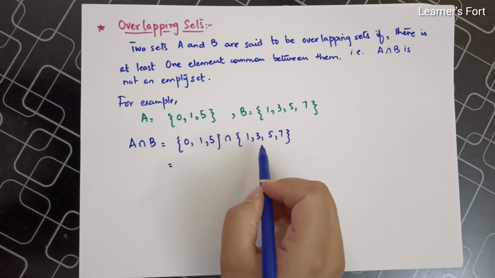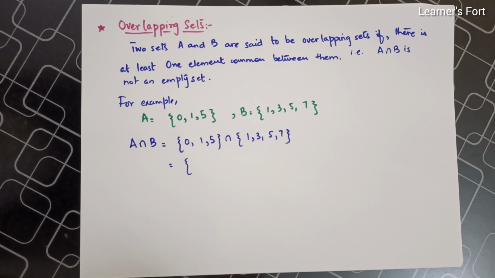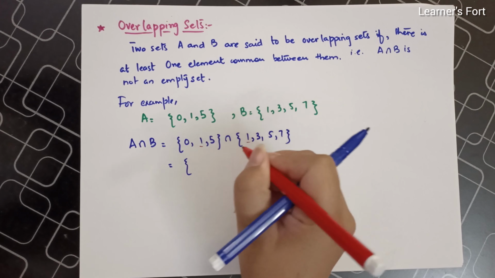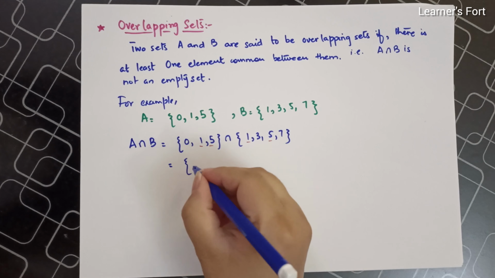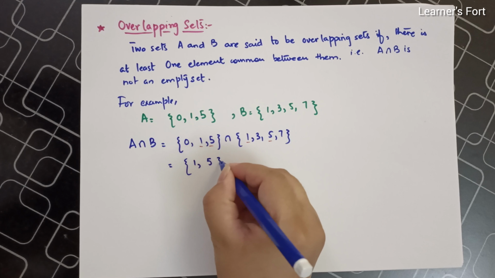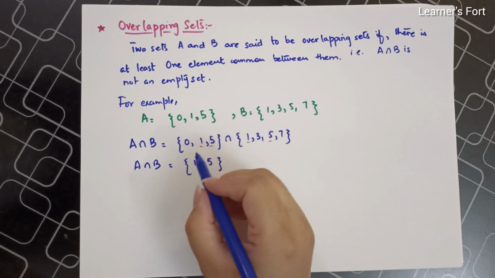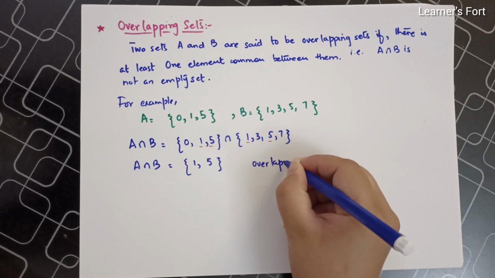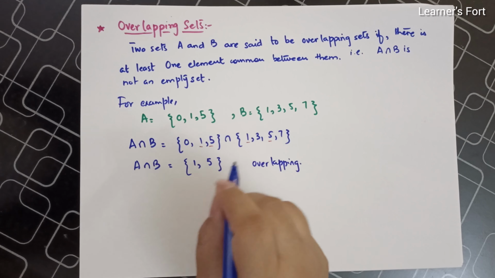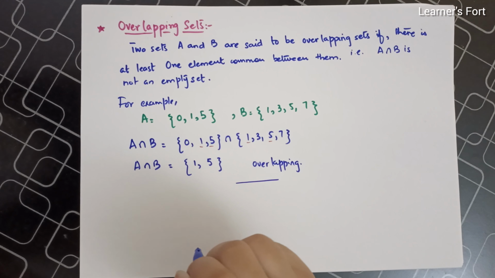And when you find the common elements, you will see that 1 is common between them and 5 is also common between them, right? So we have 1 and 5 common between these two sets, so it means that they are overlapping each other, right? Because they have some common elements between them. So this is what overlapping means.